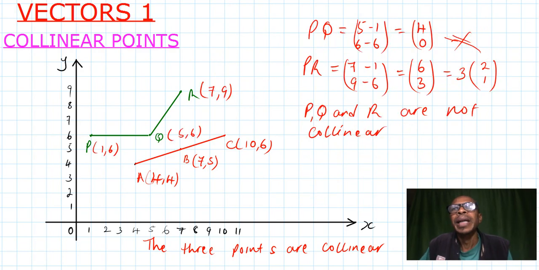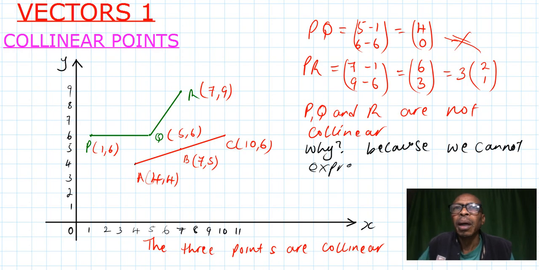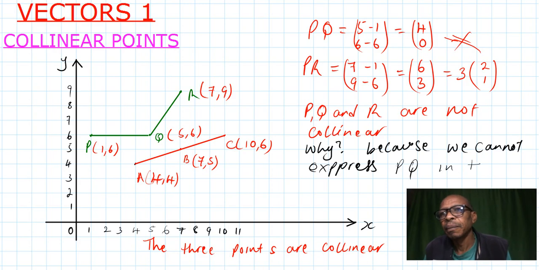We can say why: this is because we cannot express PQ in terms of PR. I hope that one is clear on collinear points.